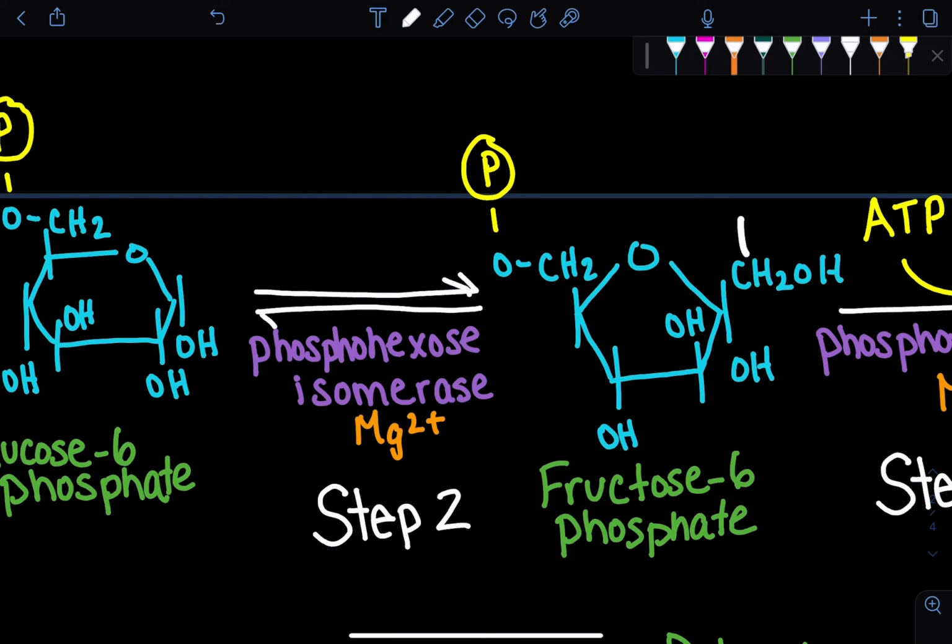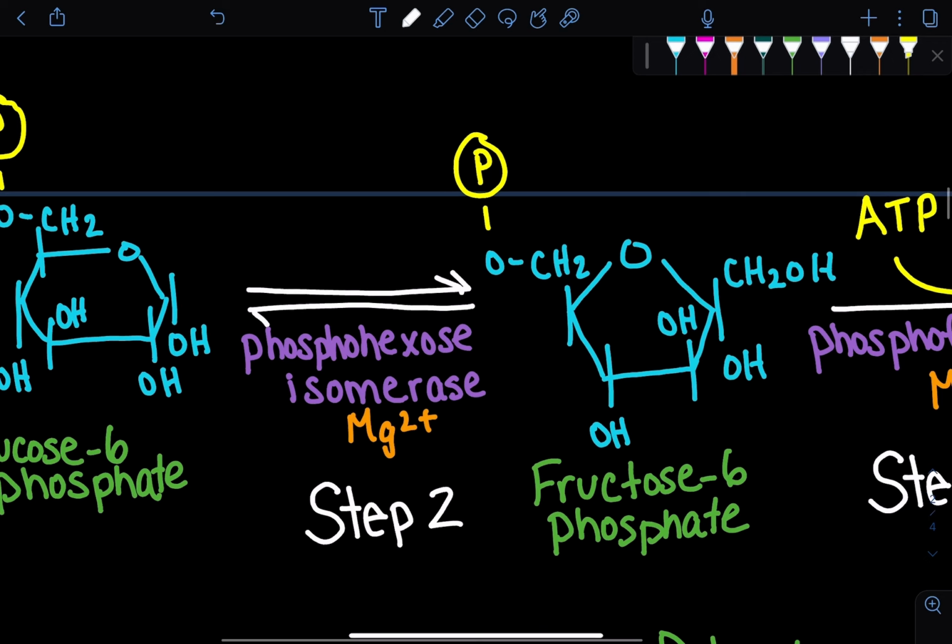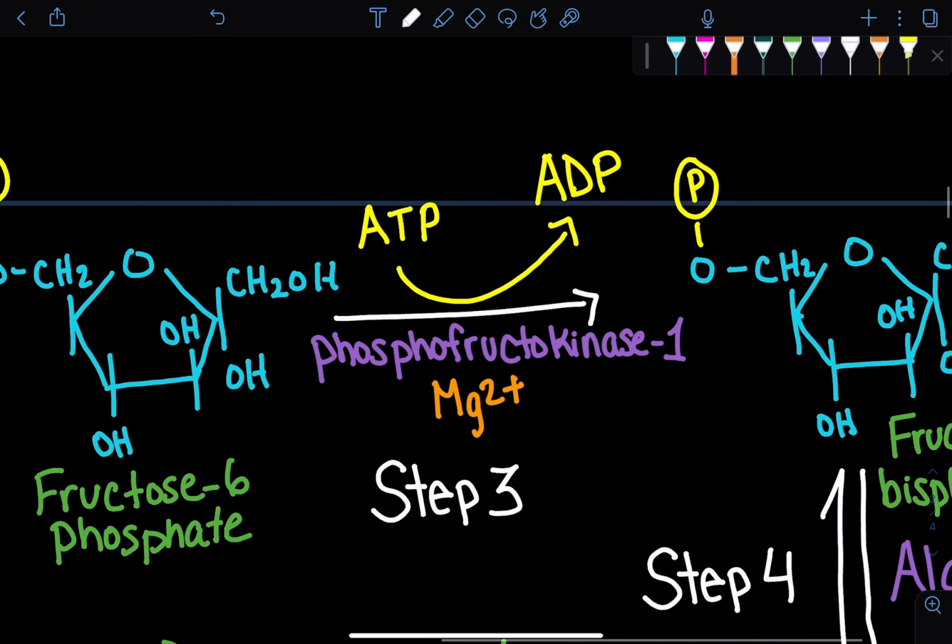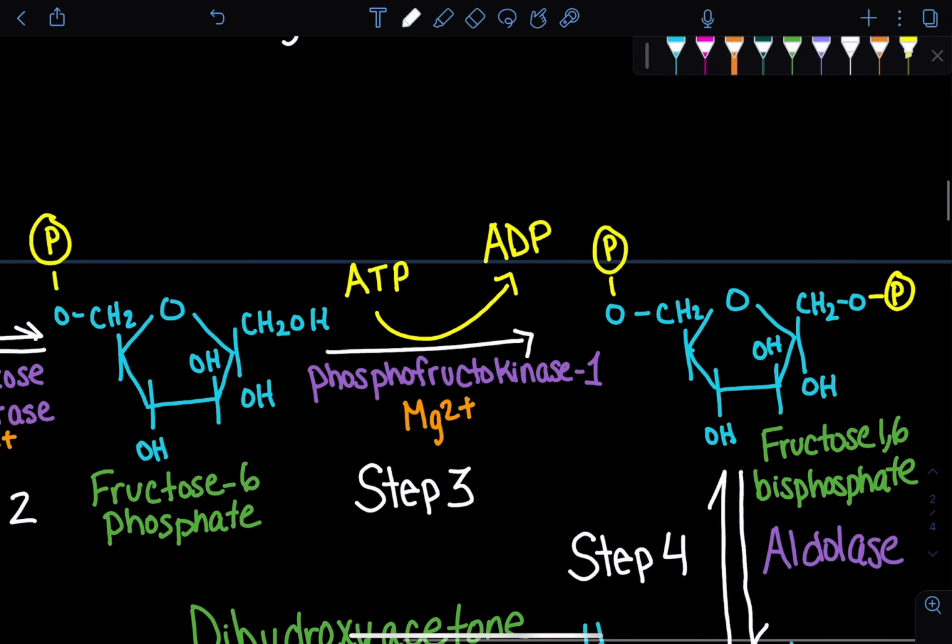Then on carbon number 1 and carbon number 6, we'll have phosphorylation events, and then we can break this molecule in half. So now we take fructose 6-phosphate and we convert it into fructose 1,6-bisphosphate. Essentially we're utilizing ATP, hydrolyzing it, and transferring that terminal phosphate onto carbon number 1. And we're utilizing phosphofructokinase 1, which is a very important enzyme in glycolysis. And then we have magnesium 2+ to stabilize any charges.